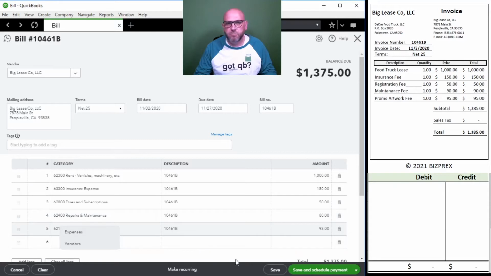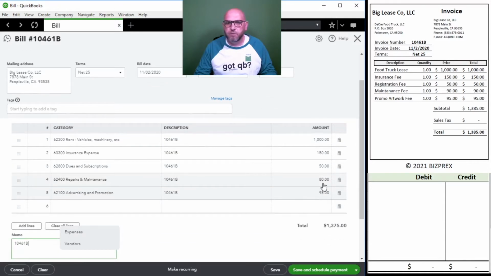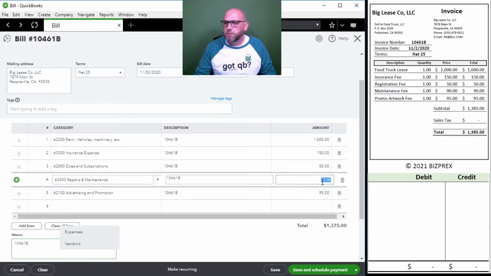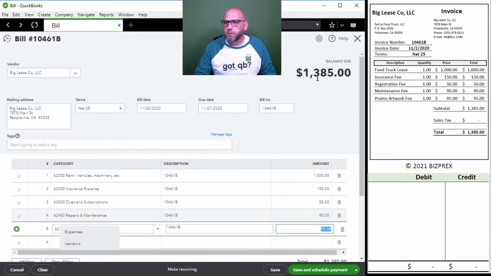So let's make sure everything is correct. What do we have here? 1,000 for rent, correct. 150 insurance, 50 dues and subscriptions. Okay, this one is going up, repairs and maintenance, right? So let's update this, very important to check. And then what else? Advertising and promotion, 95. So we should have a total of $1,385. $1,385.